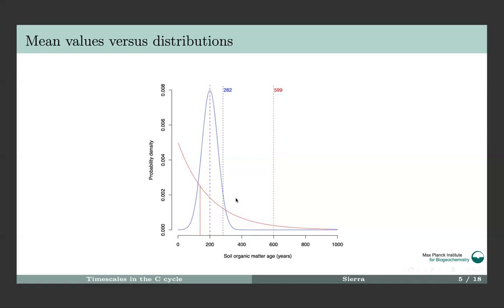Also, when we look at distributions that are different than the normal distribution, we also need to think about the 50% quantile or the median of the distribution, because in many cases it can actually be very different than the mean. And the 50% quantile actually characterizes really well the central tendency of the distribution.